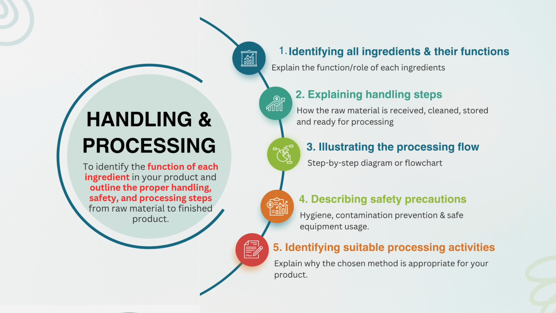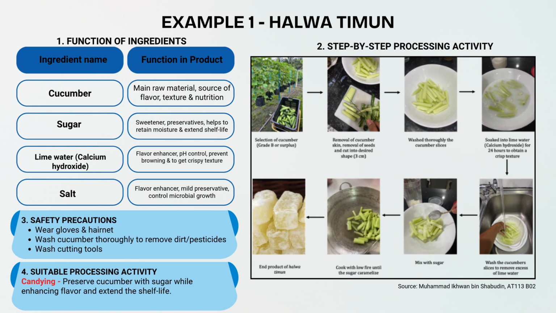After that, incorporate safety precautions in handling and processing activities, which include hygiene, contamination prevention, safe equipment usage, and the do's and don'ts for the raw material. And lastly, identifying the suitable processing activity for your food product development, in which you should state the reason why you chose that method. Here are a few examples that you may use as a guideline to prepare yours.